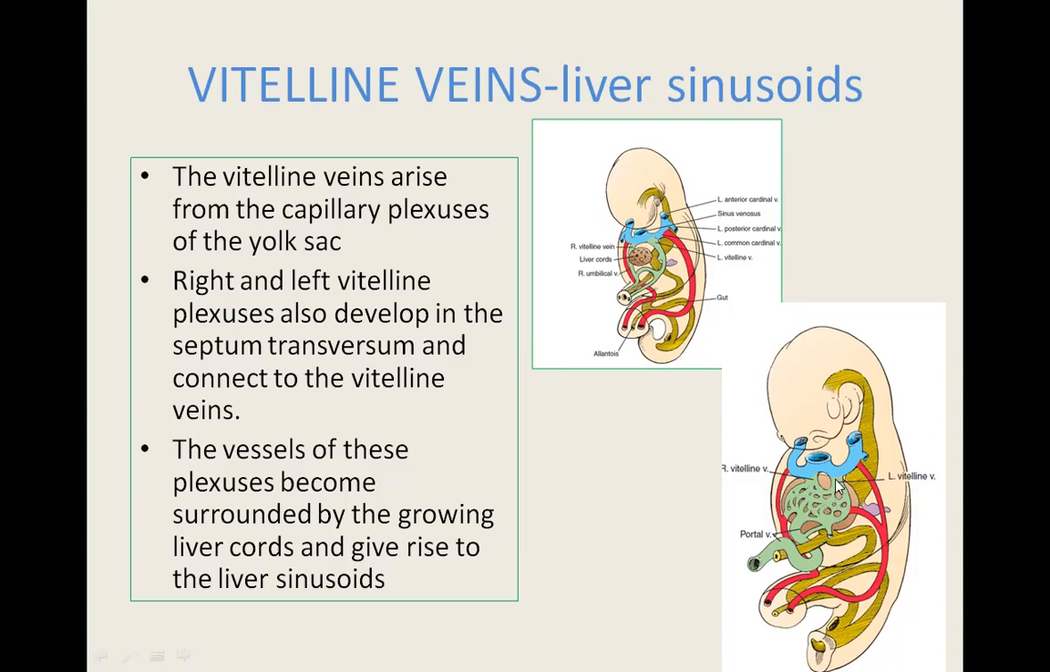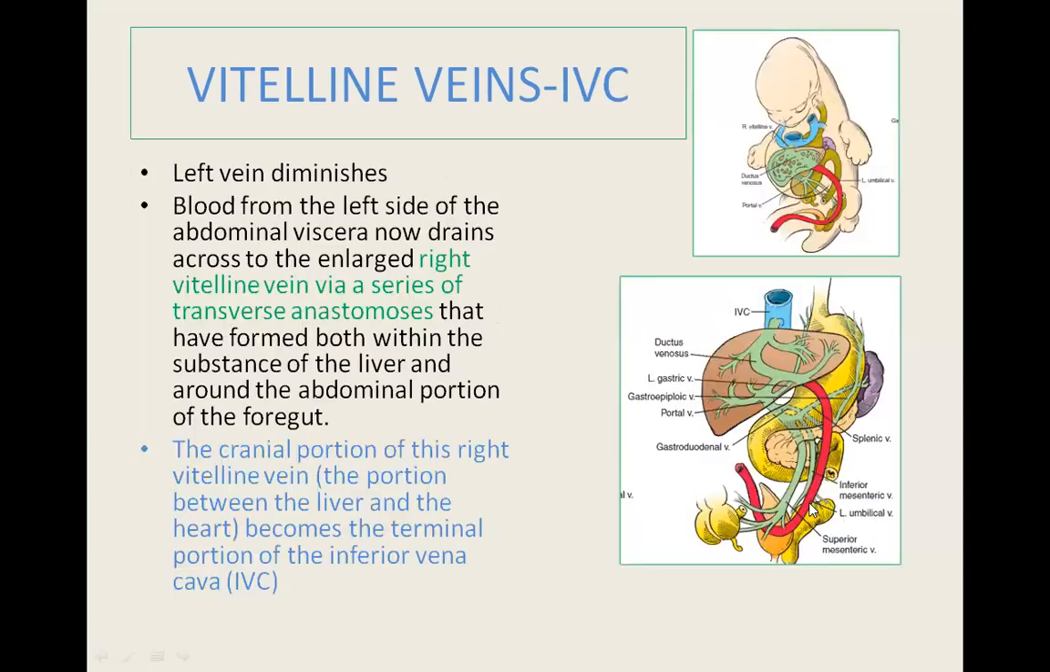The right and the left vitelline plexuses are developing into this septum transversum, and they will connect the right and the left vitelline vein. The vessels of these plexuses, this is the plexus which is formed joining these two, the right and the left vitelline vein, will grow and form the liver sinusoids. They are surrounded by the liver cords and they will give rise to the liver sinusoids. So the first thing to keep in mind is that liver sinusoids are derived from vitelline veins.